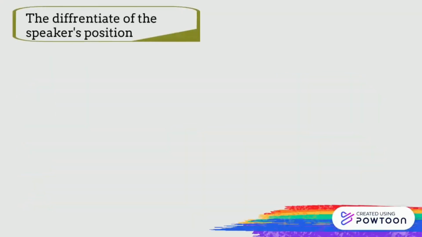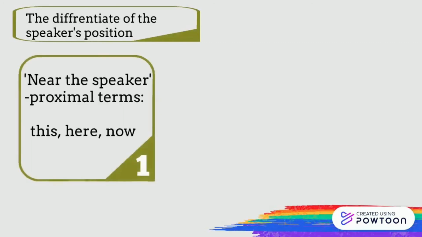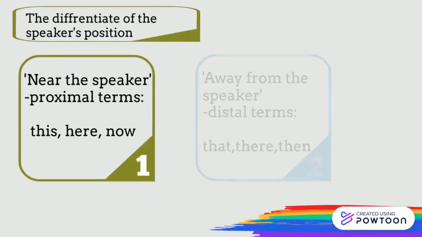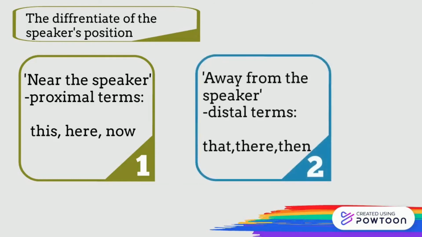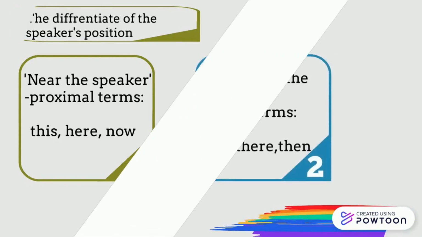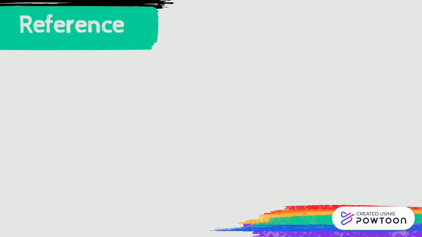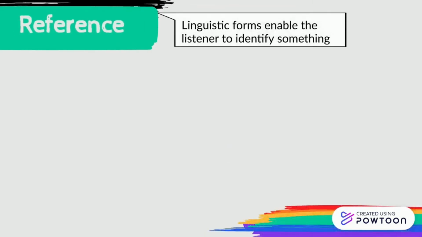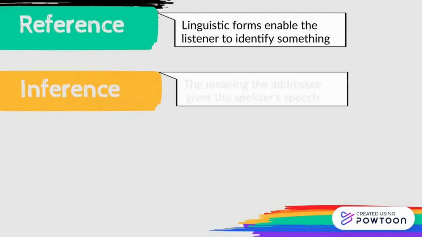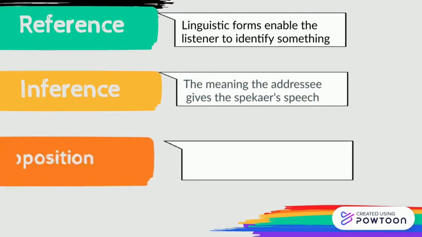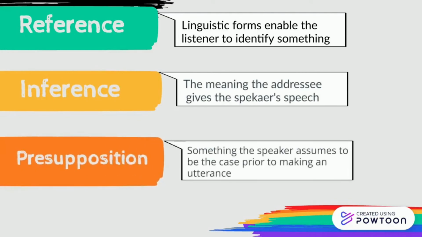Moreover, we talk about the different positions of the speaker. If near the speaker, the proximal terms will be this, here, now. If away from the speaker, the distal terms will be that, there, and then. There are also references, which are linguistic forms that enable the listener to identify something. Next, inference gives the meaning, and addresses give the speaker's speech. And presupposition is something the speaker assumes to be the case prior to making an utterance.